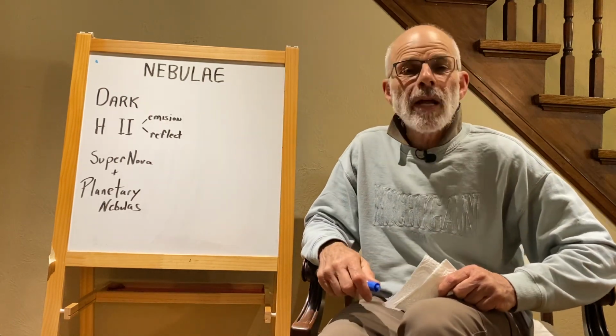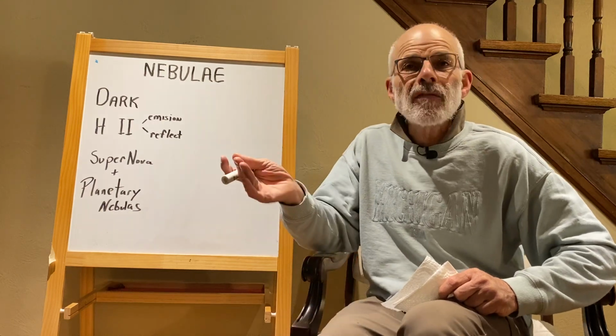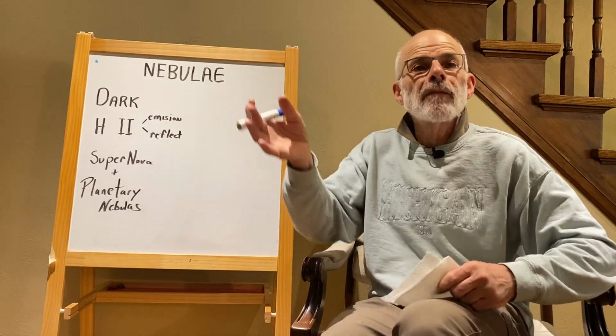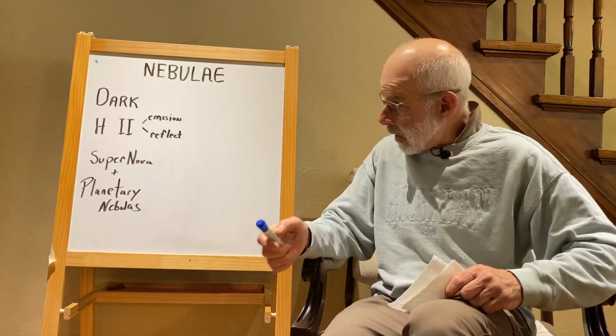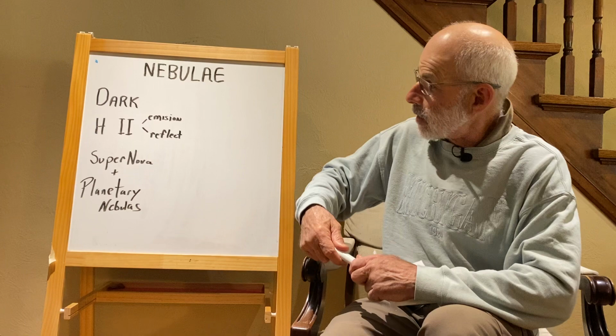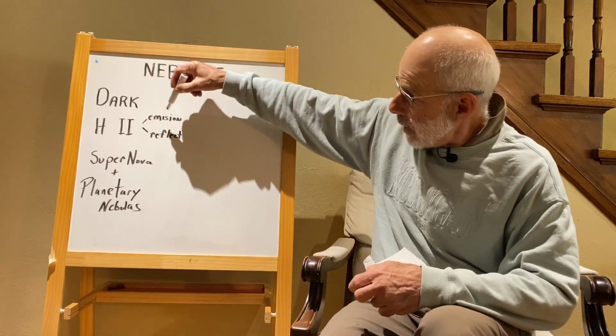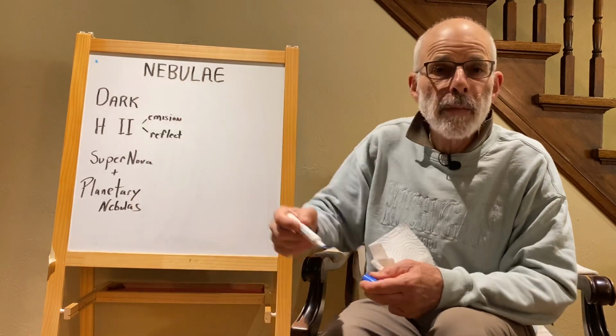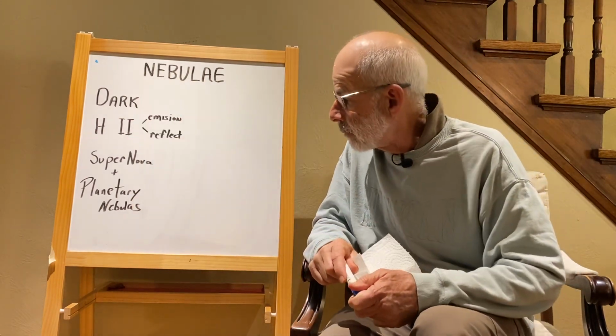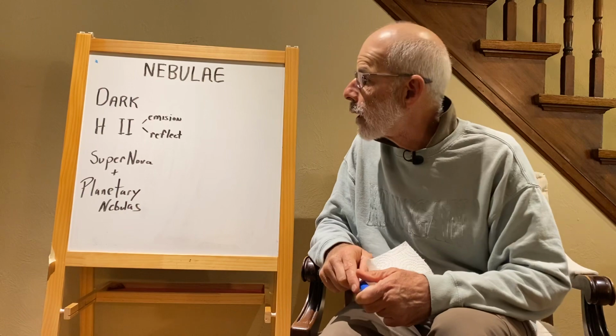When we discuss nebulae and classify them, we're basically looking at various stages in this evolution. So we can divide nebulae into three basic types: dark nebulae, H2 nebulae, and supernova and planetary nebulae. Let's go through them one by one.